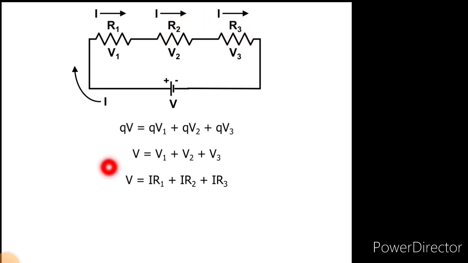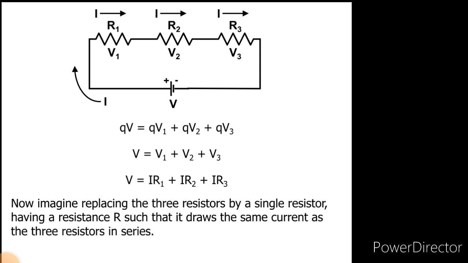Okay, now going back dun sa ating equation. So, yung formula natin ng V is IR. So, we can represent V1 as IR1, V2 as IR2, and V3 as IR3. Okay, pare-pareho yung I nila. Yung magkakaiba lang ay resistance. Okay? So, imagine replacing the three resistors by a single resistor having a resistance R such that it draws the same current as the three resistors in series. So, imagine natin, for example, instead of three resistors, pinalitan natin ng iisang resistor lamang na equivalent sa total ng resistance ng bawat isa. Okay, so what will happen?